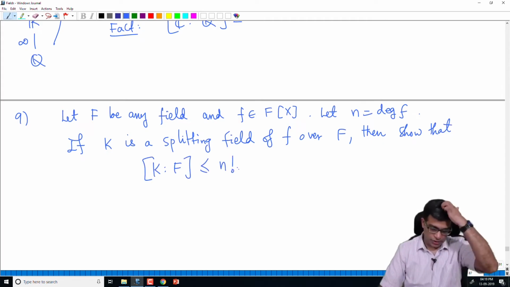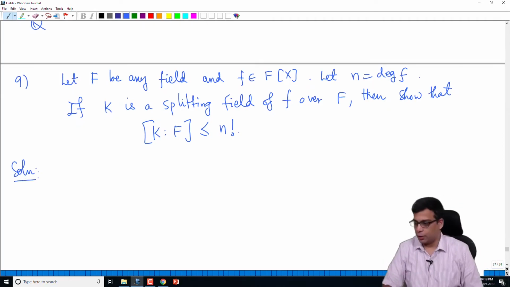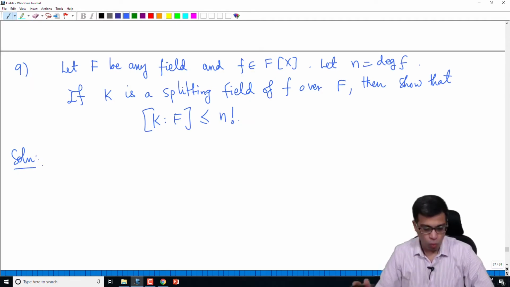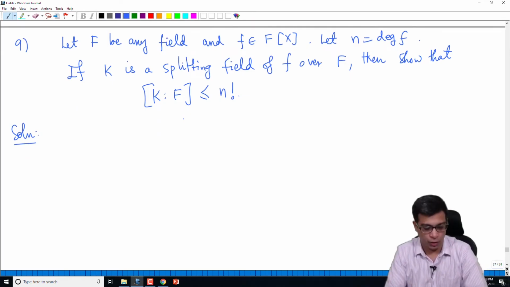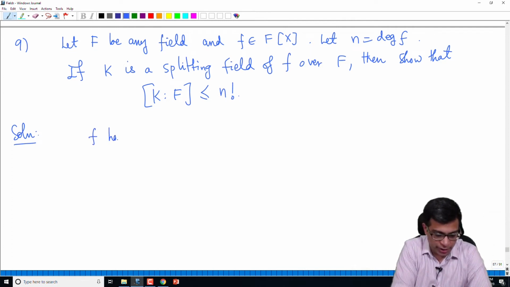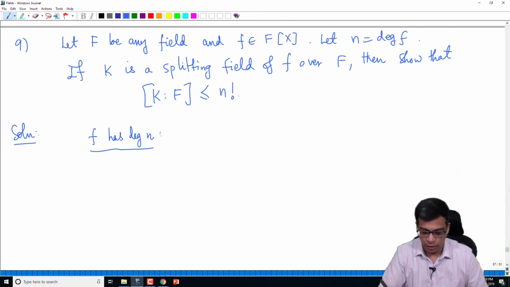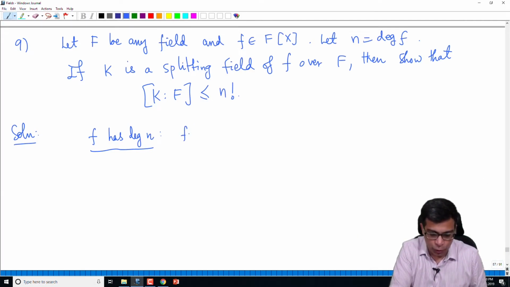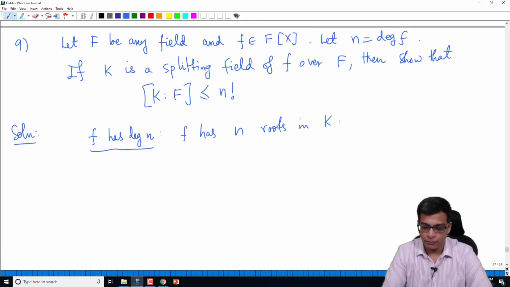Okay. So this is also easy. Let me quickly do the solution of this. What is the solution? So I will sketch the solution without giving you the full details. So how do you construct the splitting field? So f has degree n, right? So I am going to give you the worst case scenario. In other words, the largest degree possible for K, right? So suppose f has n roots in K.